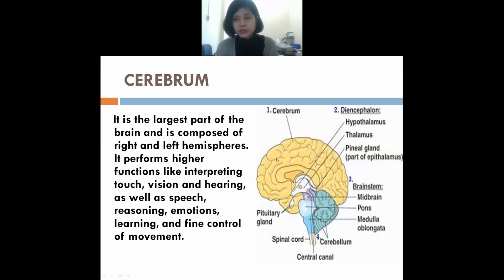Next is fine control of movement. So fine control of movement means what? With the help of the cerebrum, you are able to control the things, whatever you are doing. Understand? Walking, sleeping, eating, all these movements, whatever you move your body, isn't it? So all these are possible because of what? Because of this cerebrum.